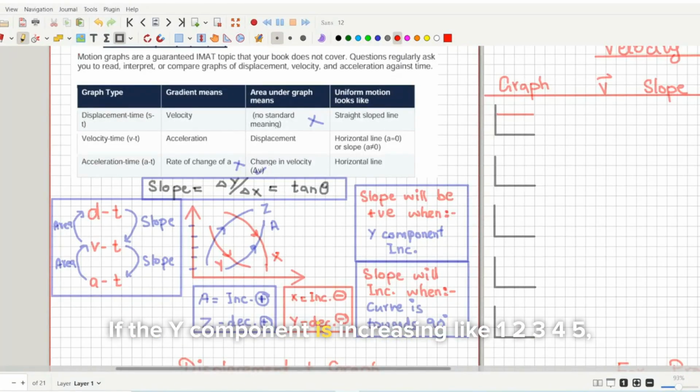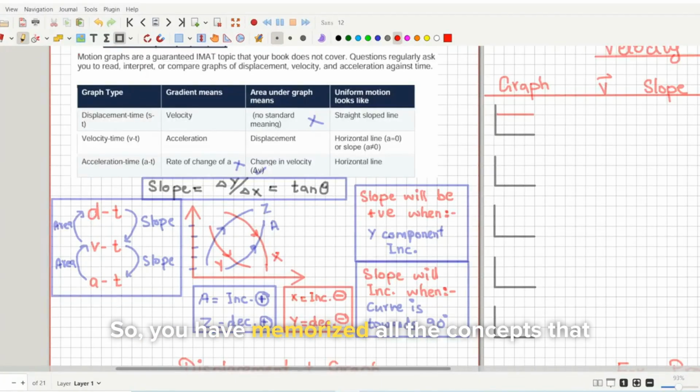If the y component is increasing, like 1, 2, 3, 4, 5, then that means the slope is positive. A and z both have positive slope. And if the y component is decreasing, as for x and y, then the slope is negative. If it is towards 90 degrees, then it is increasing, and if it is away from 90 degrees, then it is decreasing.